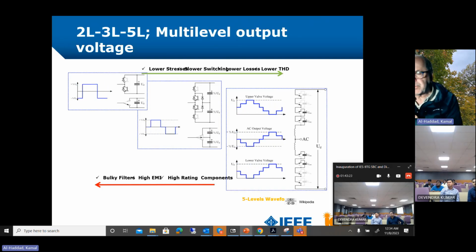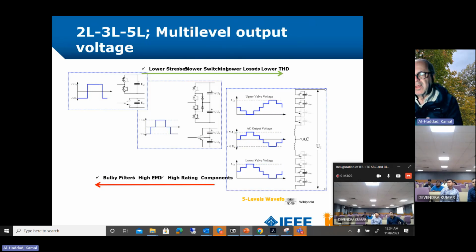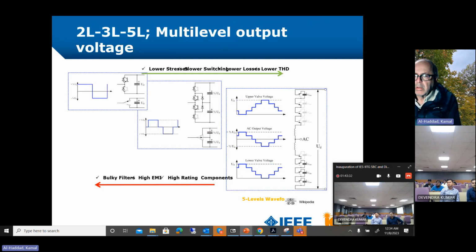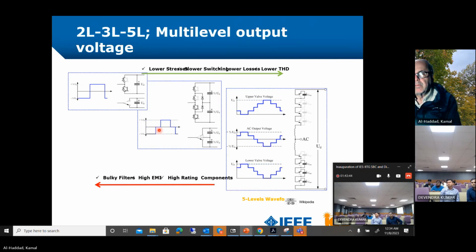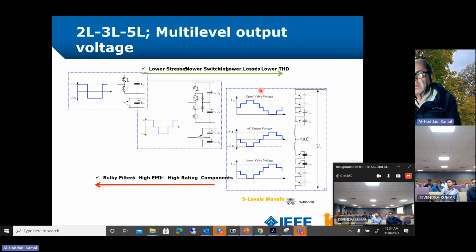My message to you here is that we need to use these types of converters, because these are the converters that permit us to go up from 2 levels to 3 levels. From 3 levels, we can go up and up to much higher levels, as you can see here. This is an MMC H-bridge type of topology, where you can have 9 levels on each of the switches.